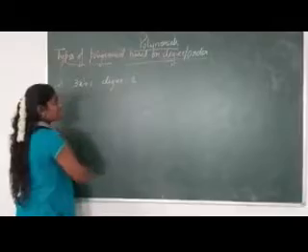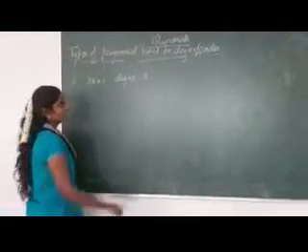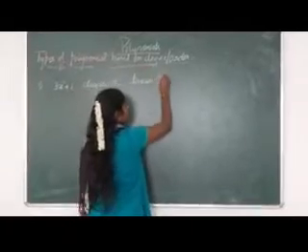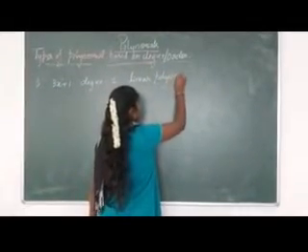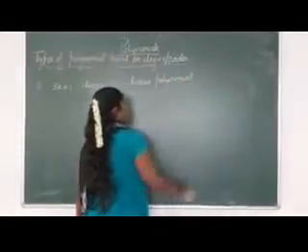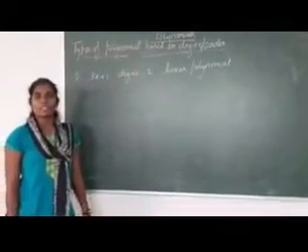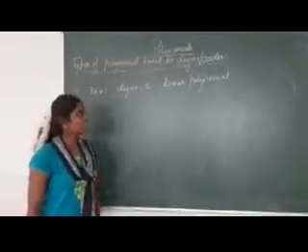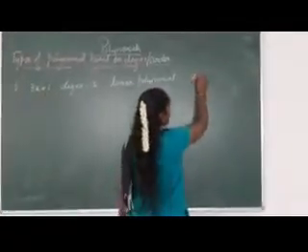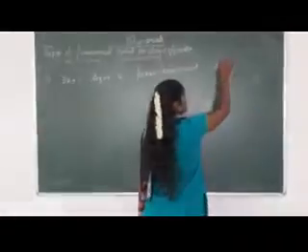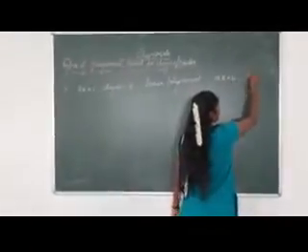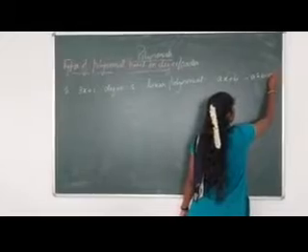We call such a polynomial a linear polynomial. It is defined like this: a polynomial with degree 1 is called a linear polynomial. Its general form is given as ax plus b. You can see the variable is x and its power is 1. I can say that a and b are constants.